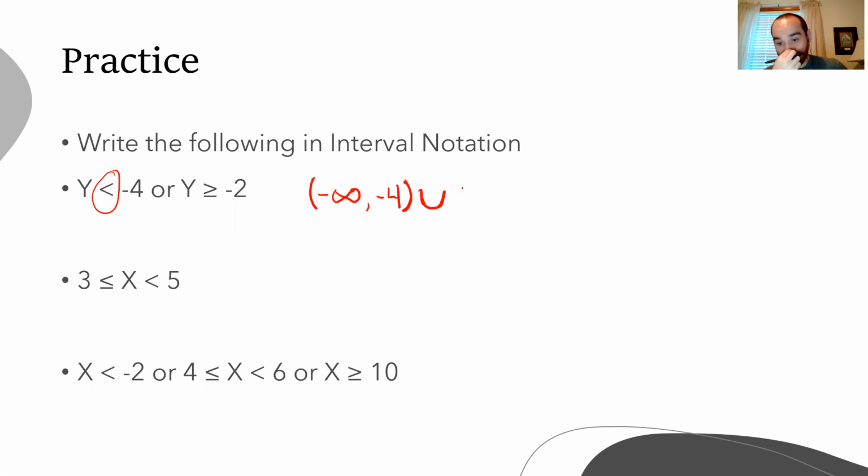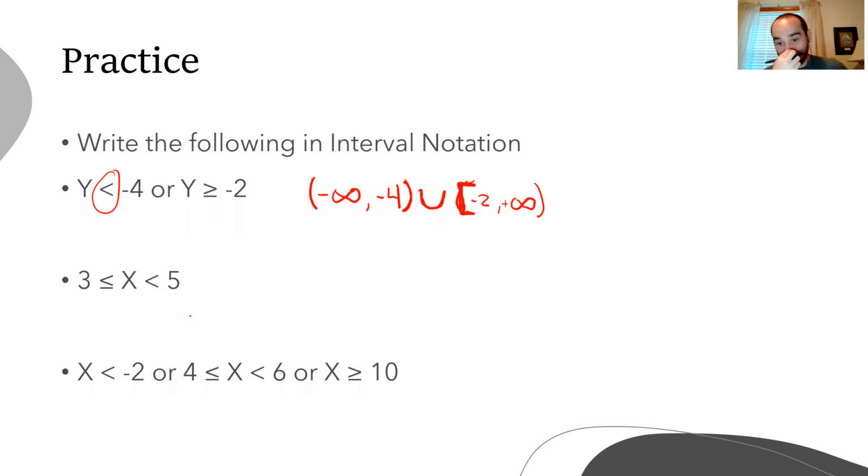It's kind of ugly, but that's okay. And then we've got negative 2, and that's actually going to be a square bracket because it is greater than or equal to. Square bracket, negative 2, and that goes all the way to positive infinity. And that is going to be a normal parenthesis.